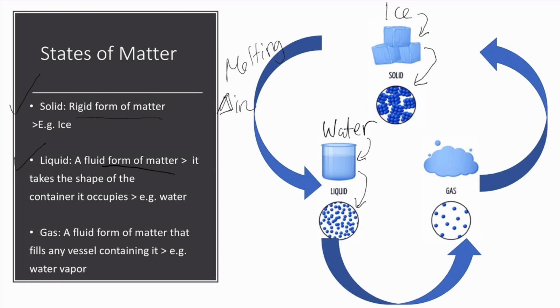The next state is the gas state, and this is a fluid form of matter that fills any vessel containing it. For the case of water, this is known as water vapor. And at the microscale, the molecules of water are the most free that they can be. The process to go from the liquid state to the gas state is called vaporization. And just like the previous case, we're freeing up the water molecules even more, so we need some source of heat taken in.